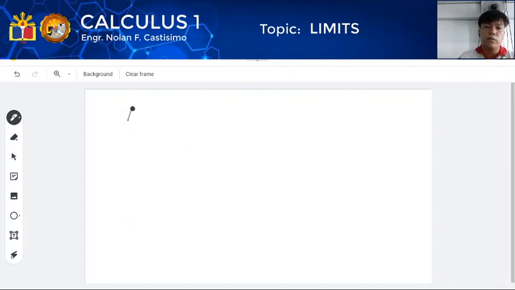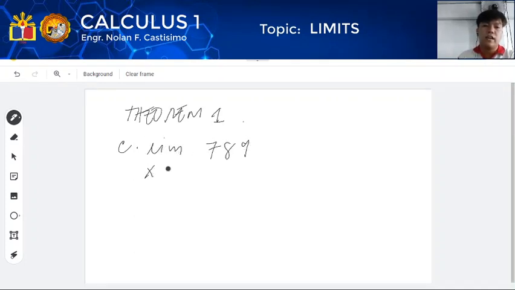Another example. Still, nasa Theorem 1 pa rin tayo. Letter C example. Let's say we have the limit of 789 as x approaches A. Ano magiging sagot natin dyan? Kukunin lang natin yung constant natin dyan, 789. Ayan. Yan na yung magiging final answer natin using the Theorem 1 formula.